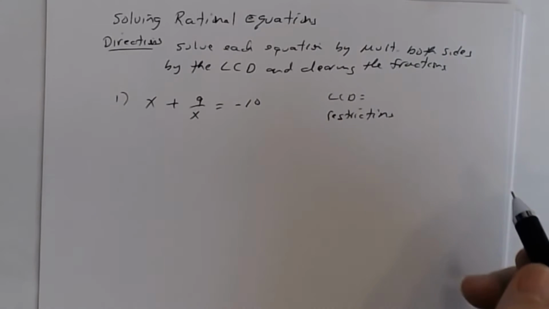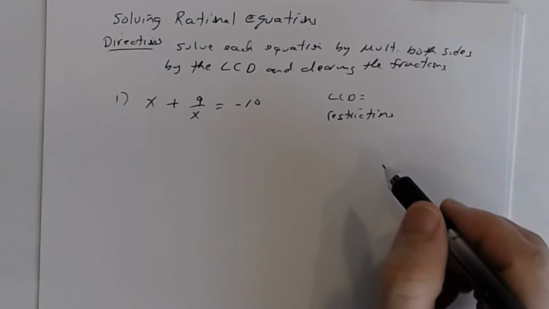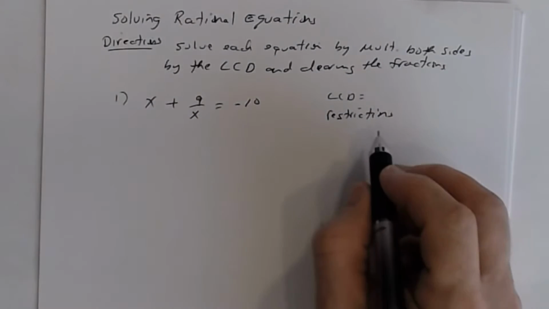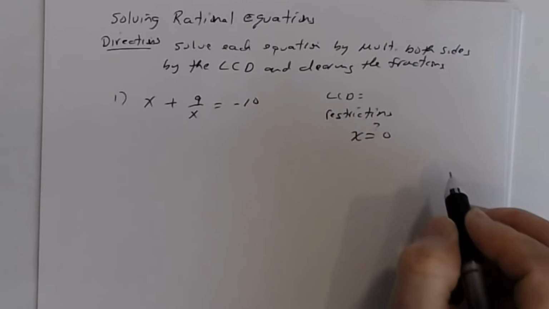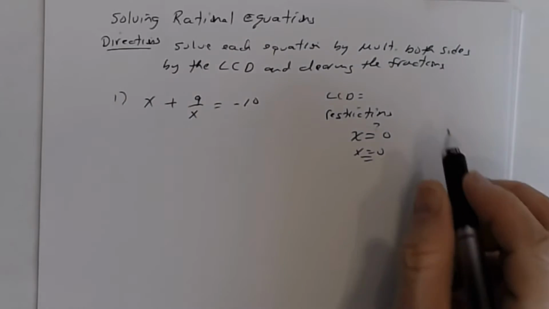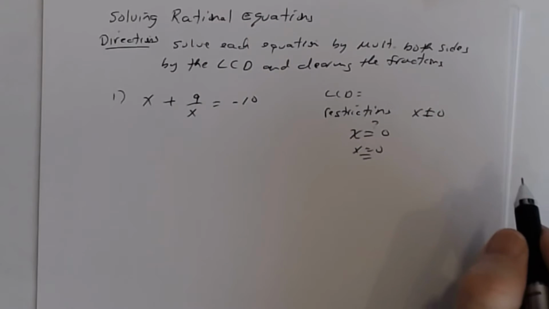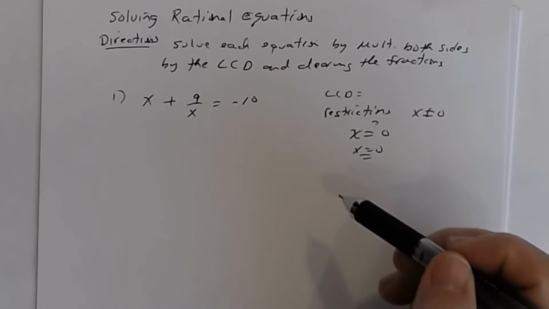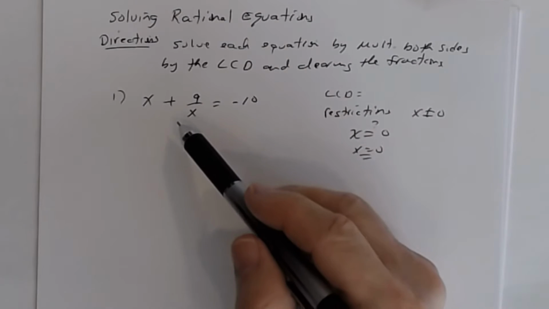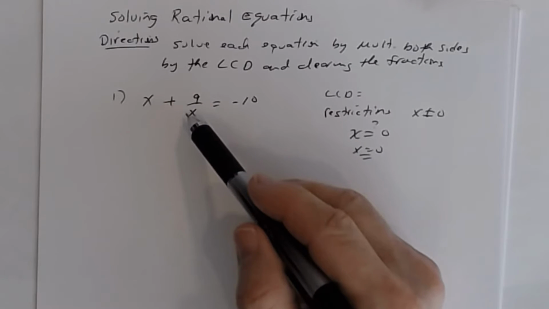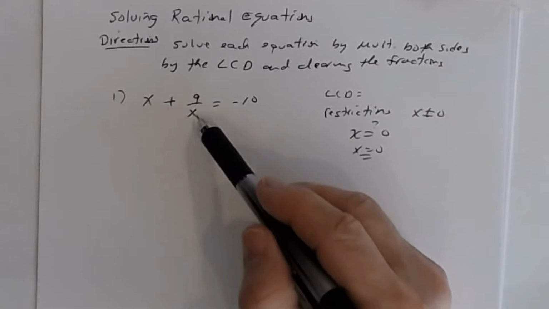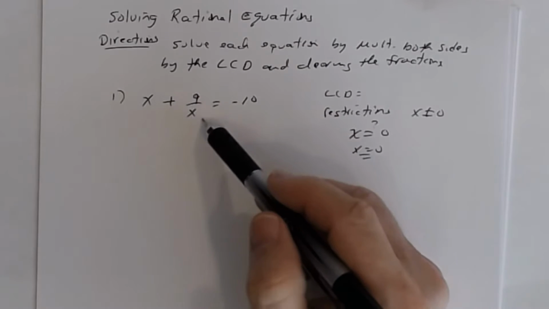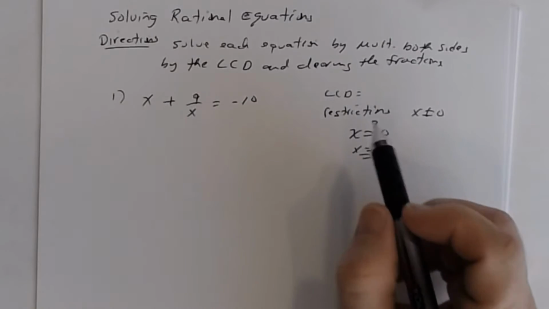What are the restrictions on the variable? What values can't you use? You look at the denominator, and that's just x. You ask yourself, where is x equal to 0? Well, x is equal to 0 when x is equal to 0. So 0 is your restriction. x cannot equal 0. In some of the worksheets, when you solved rational equations, you were asked to indicate the restrictions. Now, let's talk about the LCD. The only denominator other than 1 is x, so your least common denominator is just x.